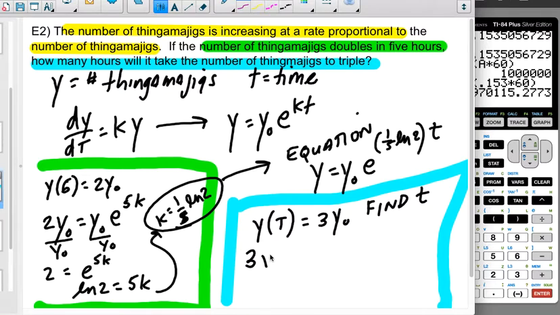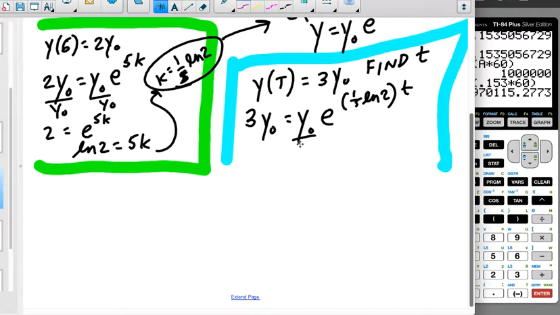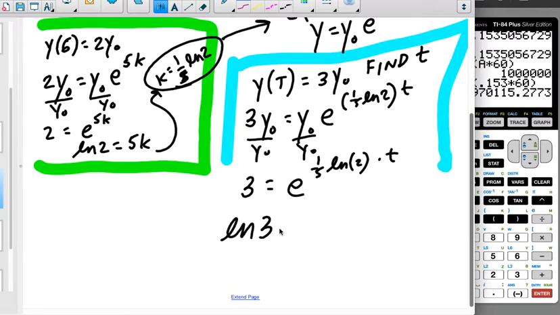So 3 y naught equals y naught e to the 1/5 natural log of 2 times t. I need to solve for t. So I'm going to divide by y naught again. So I get 3 equals e to the 1/5 natural log of 2, all times t. And there are a couple ways I can deal with this. The easiest way is just to take the natural log of both sides to get rid of the e. So I'm going to get natural log of 3 equals 1/5 natural log of 2 times t. This is all just a coefficient of t. I want to solve for t in this whole thing. So I can either divide by it, which is fine.